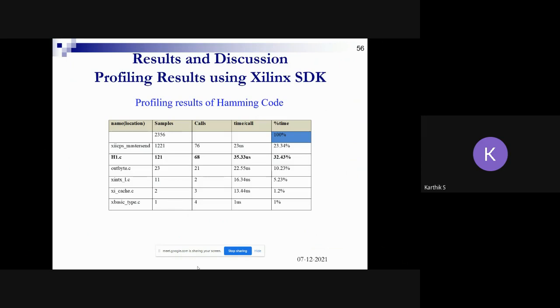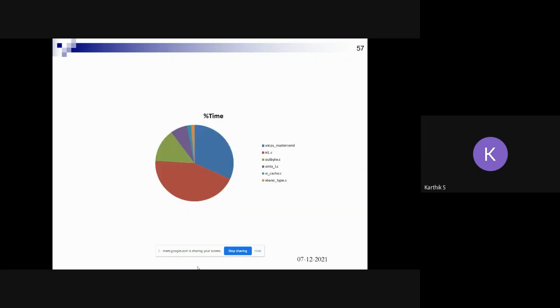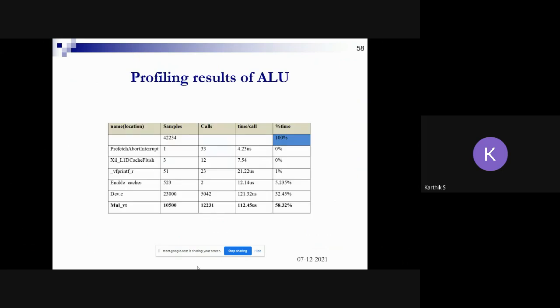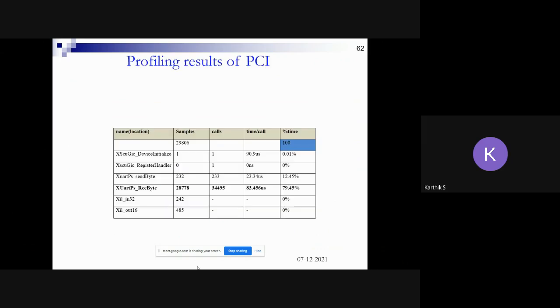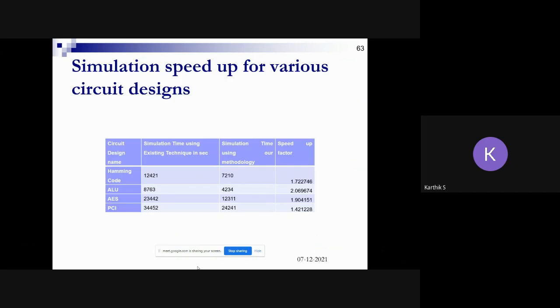And these are the various benchmark designs that I've taken and used my methodology on: an ALU, an encryption algorithm, and a PCI bus. And this is the simulation speedup for various circuit designs. I have compared with the existing simulation design, and the simulation time taken by the methodology and the corresponding speedup factor is shown.